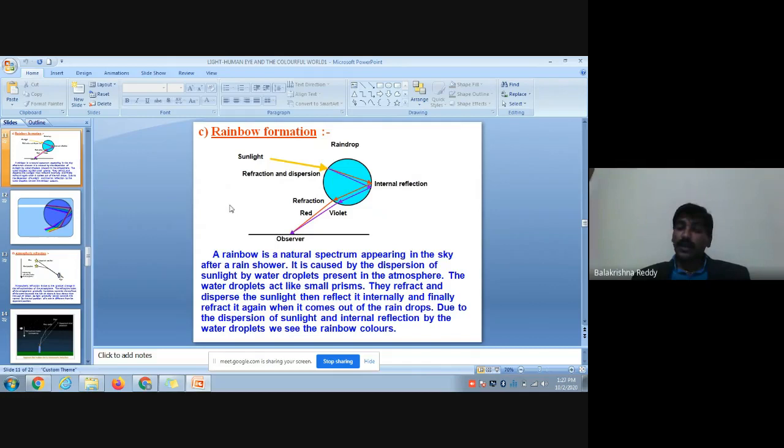There are n number of drops available on the surface of the earth after the rain. So, through n number of drops, all the light rays contribute to this band of colors that leads to a long rainbow in the form of a circle around the earth. Since we are on the hemisurface, we can see half of the rainbow only. That is the formation of rainbow.